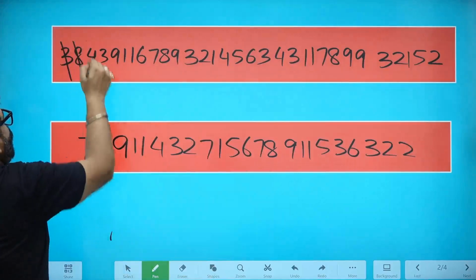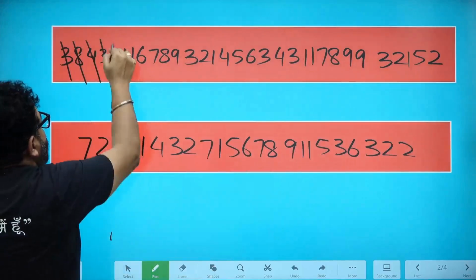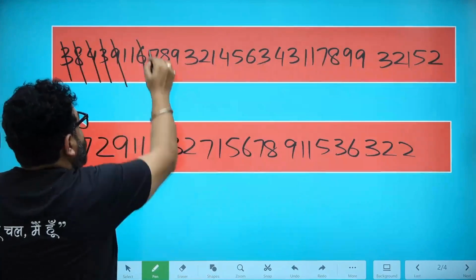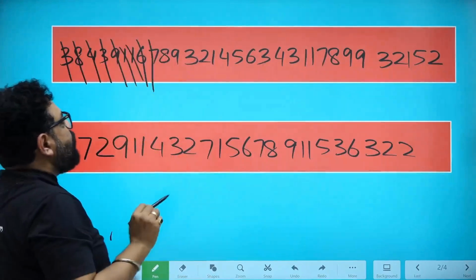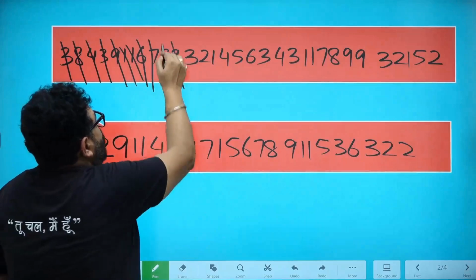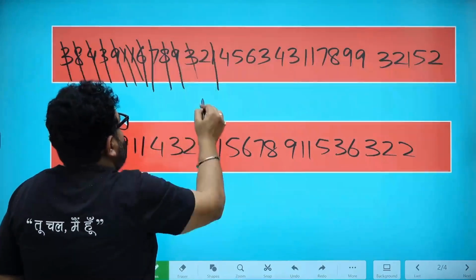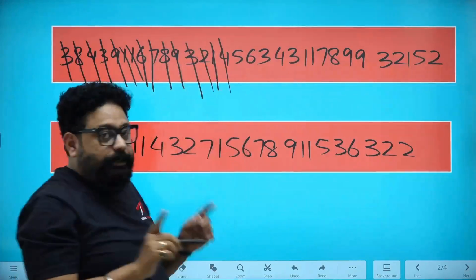8 plus 4 is 12, multiple of 3, ignore. 3 is a multiple of 3, ignore. 9 is a multiple of 3, ignore. 6 is a multiple of 3, ignore. 7 plus 1 plus 1 comes out to be 9, multiple of 3, ignore. 9, a multiple of 3, ignore. 8 plus 1 is 9, a multiple of 3, ignore. 3 is a multiple of 3, ignore. 2 plus 4 is 6, multiple of 3, ignore.